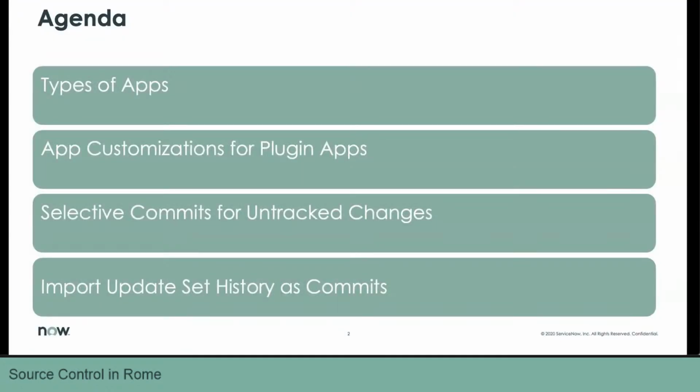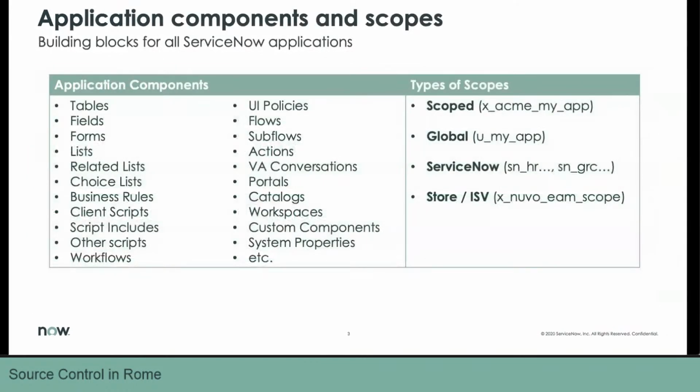So the first thing we're going to cover real quick, so that we make sure we understand where these are applicable and when you can use them, is the types of apps that you can have in ServiceNow land. And then we're going to dive into some of the enhancements that you can use on those apps. The first is going to be app customizations for plugin apps. Then after that, we're going to get into selective commits for untracked changes. And then the last thing we'll touch on is import set history as commits into source control. So let's dive right in with the types of apps.